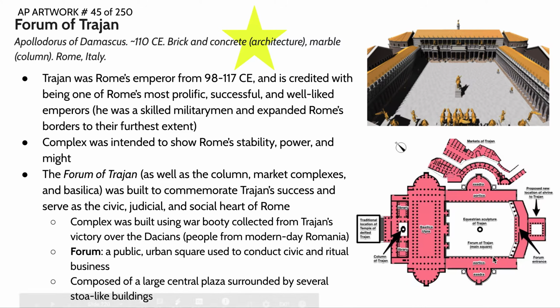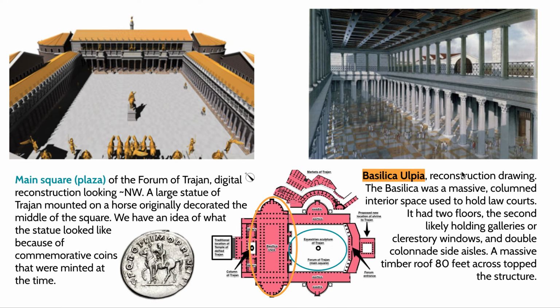So we had the central plaza, and then we also had this surrounding complex of buildings, including the Basilica Ulpia. The basilica would serve as the foundation for the Christian cruciform church in later centuries, and we also had a set of markets on the side here. So here's the main square, or the plaza. And this is a digital reconstruction. There's not much of the Basilica Ulpia left. There are a couple of columns left, but this is what it originally looked like.